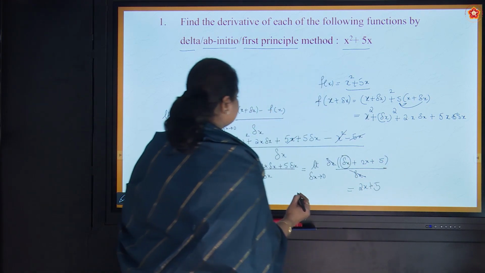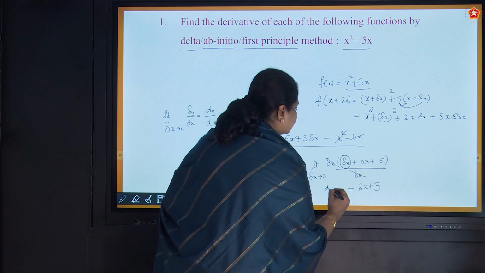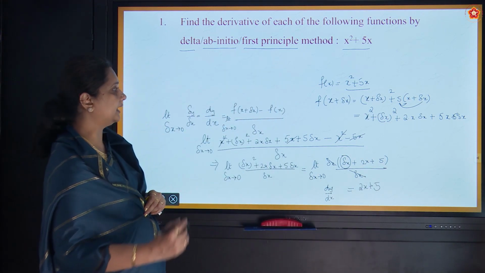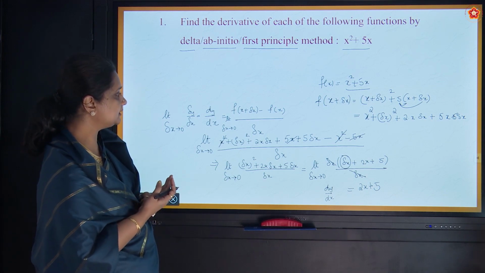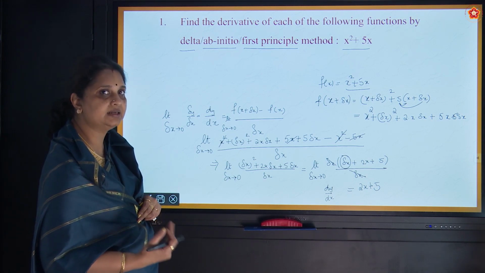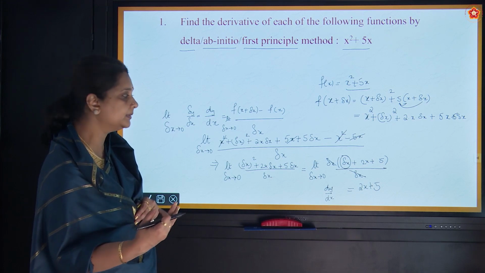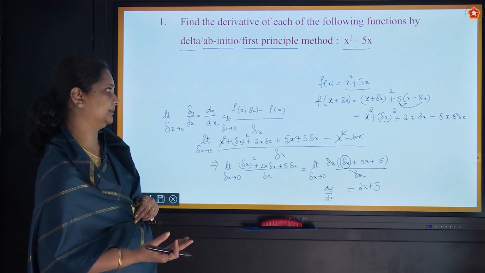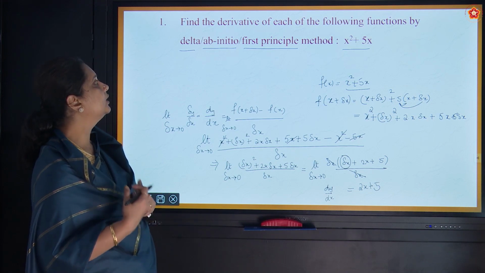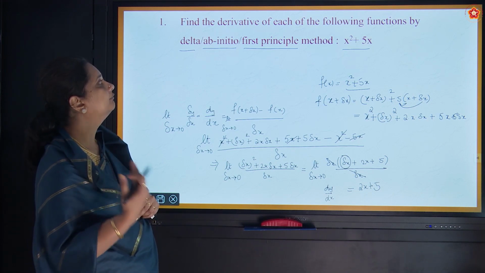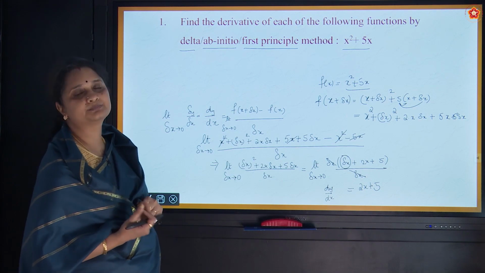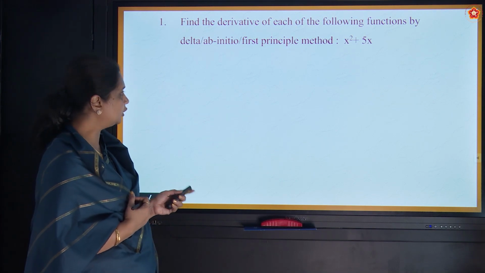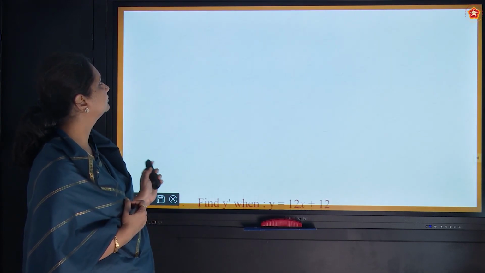So my dy by dx is 2x plus 5. So here I had to apply this principle, expand it, simplify it, make it ready to apply the limits, and then I had to apply the limits and get the results. So this is your delta ab initio or first principle method. Let's move on to the next question.